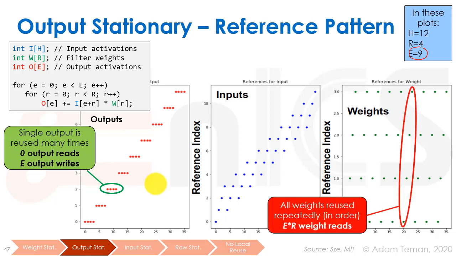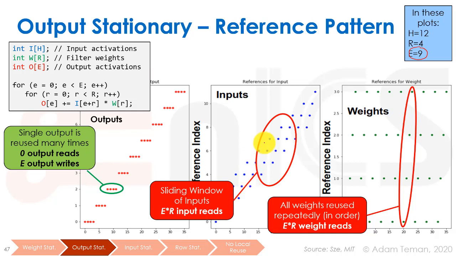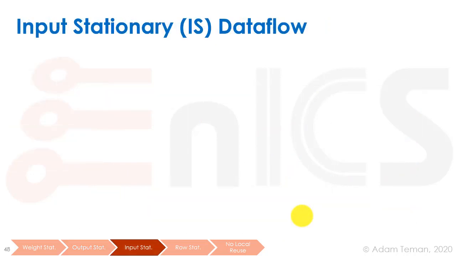On the other hand, with the weights, we're going to have to again run through all the different weights. So we have a total of E times R weight reads, and we're going to have this sliding window type of thing for the inputs, and that's going to be E times R input reads. So this is really good for the output. We have no output reads and only E output writes, and we have E times R input reads and weight reads. But it seems to be a little bit better in most cases than weight stationary.